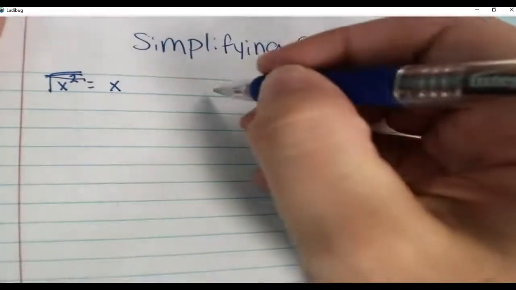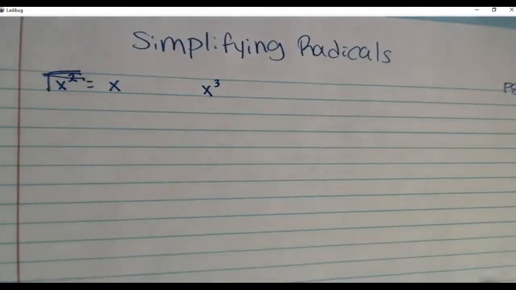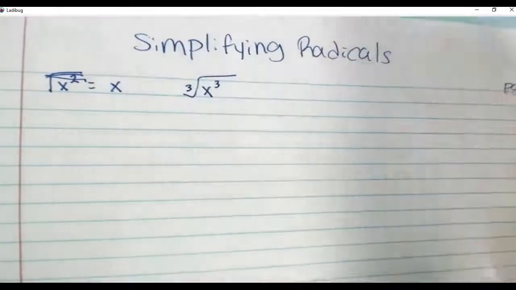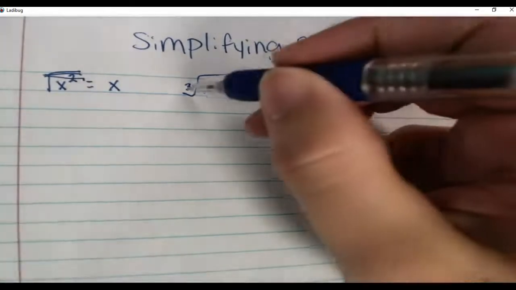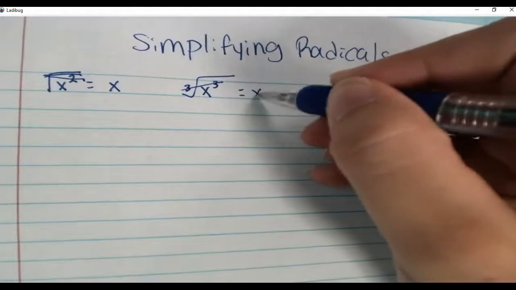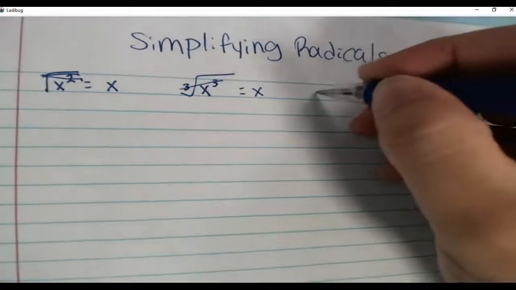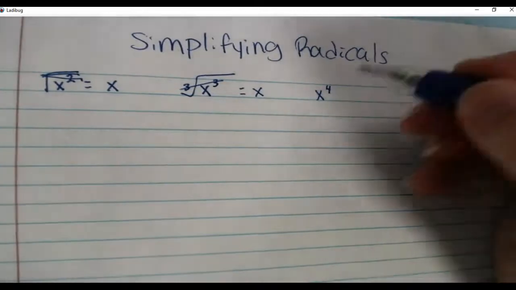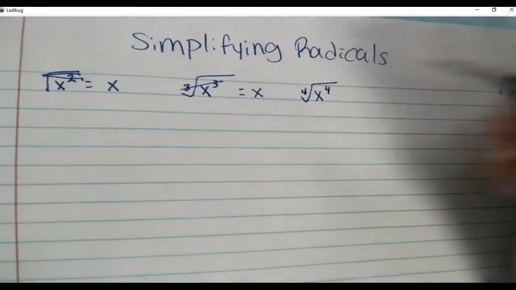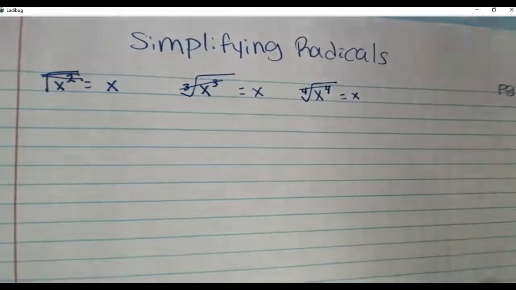So what do you think would happen if I had x to the third and I took the cube root? Yeah, the same thing. Those would cancel out also, and we would just have x. Well, what if we had x to the fourth and we took the fourth root? Yeah, they would cancel out also, and we would just have x. And we could keep going.